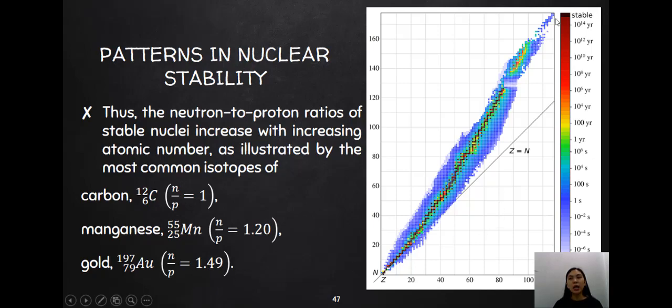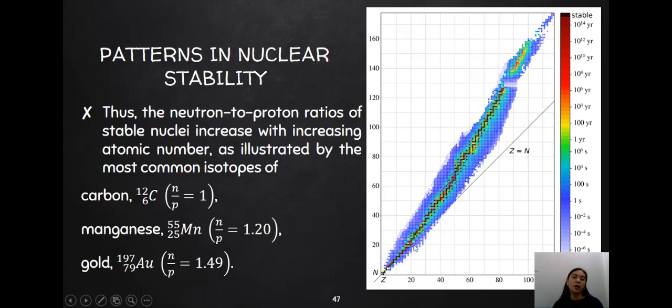If you take a look at this particular graph, we call this the belt of stability. Ito po yung linear line, so ibig sabihin yan yung 1:1 ratio. Pero ito po yung belt of stability. Yung pinaka-dark na spots po, yan po yung belt of stability. Ibig sabihin, pag mas malapit po kayo sa darker dots na yan, mas stable po yung inyong nuclide. So, it's not really linear.